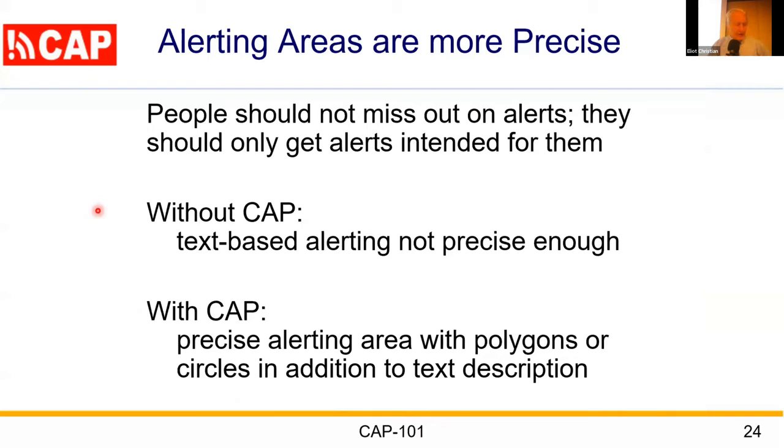Trust in an alerting system is eroded whenever people miss out on alerts. And trust is also eroded when people get alerts that just weren't intended for them. Unfortunately, that happens pretty often with systems that are just plain text. But with CAP, we have that alerting area that's very precisely defined with polygons and circles, in addition to just that text area description.